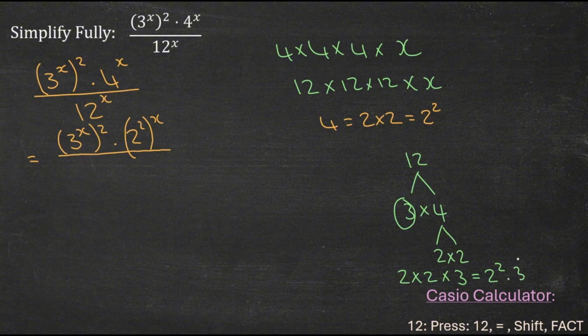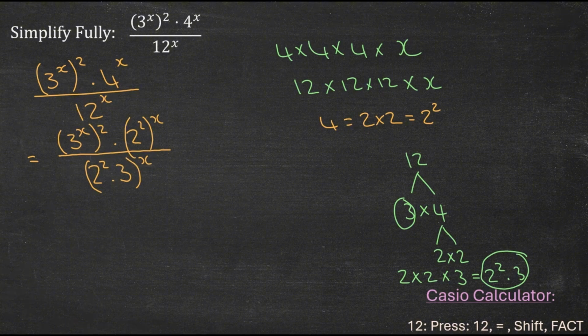Now we can rewrite the denominator. The original expression was 12 to the power of x, but now I'm going to replace this 12 with this. So I'm going to write 2 squared multiplied by 3, and now it's important again to add the brackets. And then we apply the exponent to that whole bracket. These brackets are very important because it shows that this x applies to everything that is inside the bracket. It applies to this 2 squared and it applies to this 3. Just like this x applied to this whole 12. And this whole 12 is equal to everything that is inside this bracket.